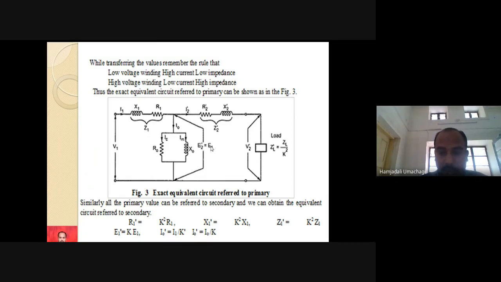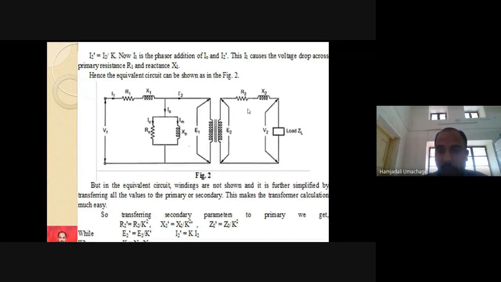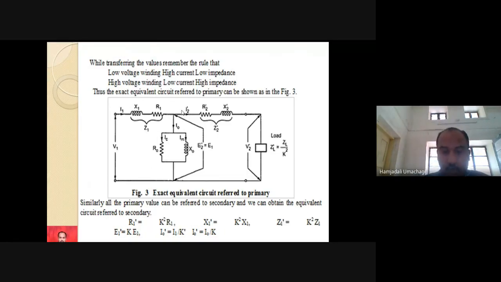Now this primary induced EMF is as good as the secondary induced EMF when it is transferred to the primary side. E1 is equal to E2 dash. So this circuit diagram we call the exact equivalent circuit referred to primary. If I move the things from secondary to primary, then that circuit diagram we call the exact equivalent circuit, but it is referred to primary side, meaning I have transferred all secondary parameters to the primary side. For that sake, we call this the exact equivalent circuit referred to primary.